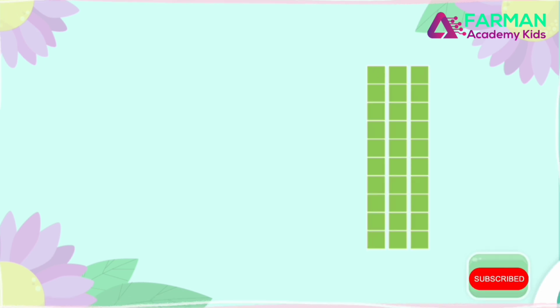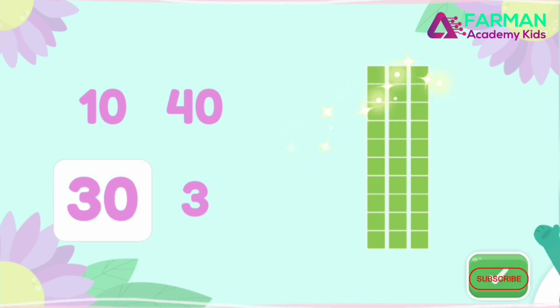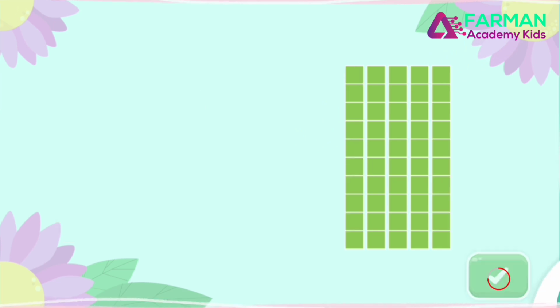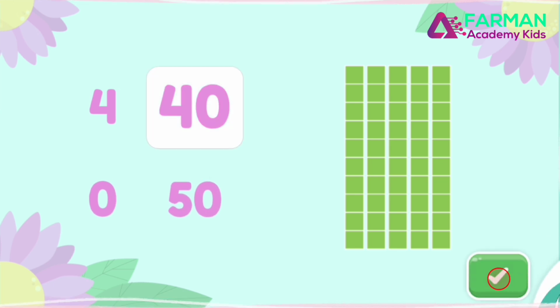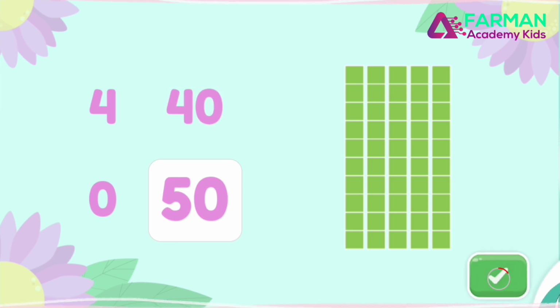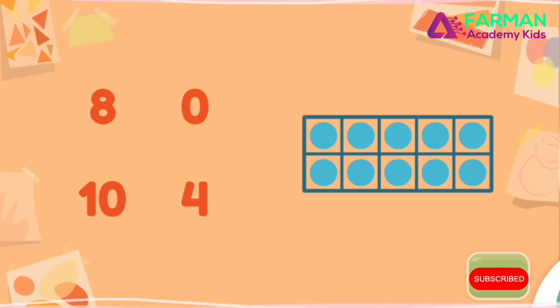There are 20 total. How many blocks are there total? Great! Each rod is made up of 10 blocks. There are 30. How many blocks are there total? Neat! Each rod is made up of 10 blocks. There are 50. How many dots are in the 10 frame? Tap the number.